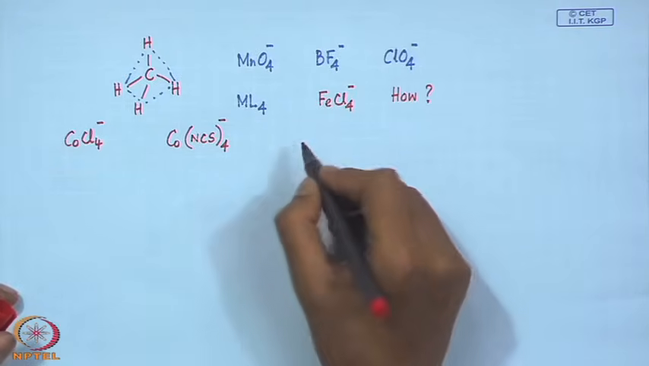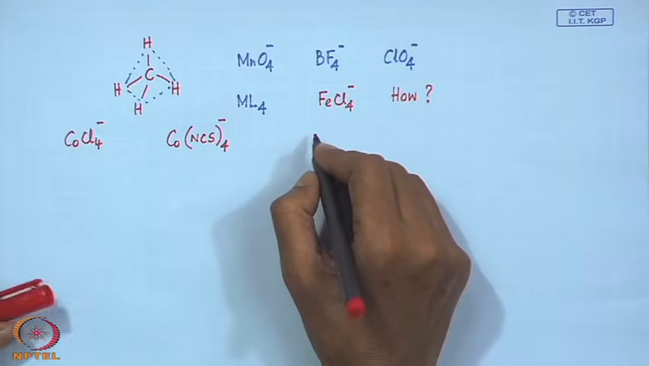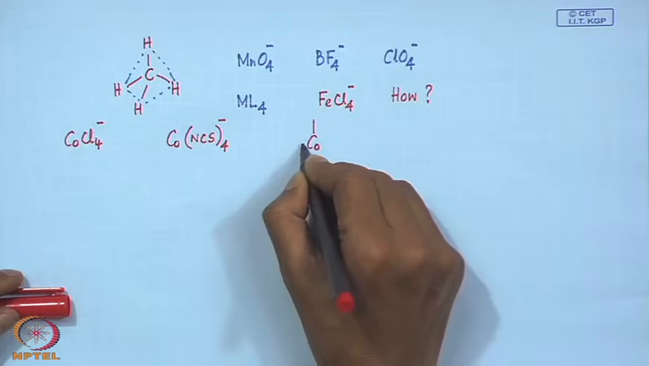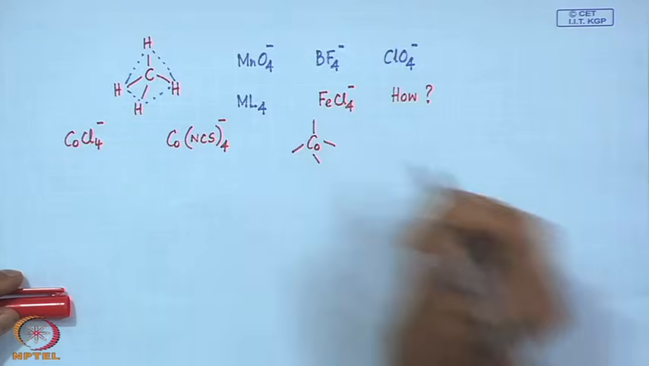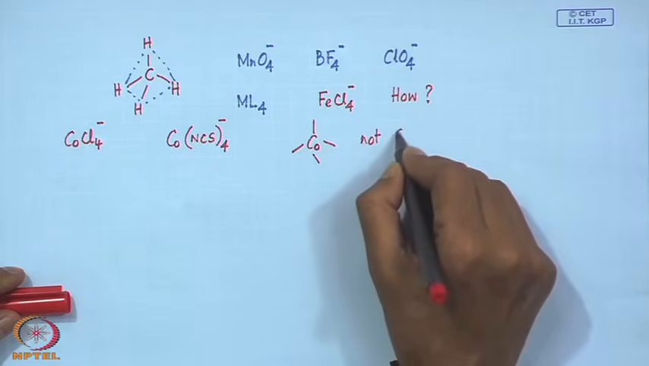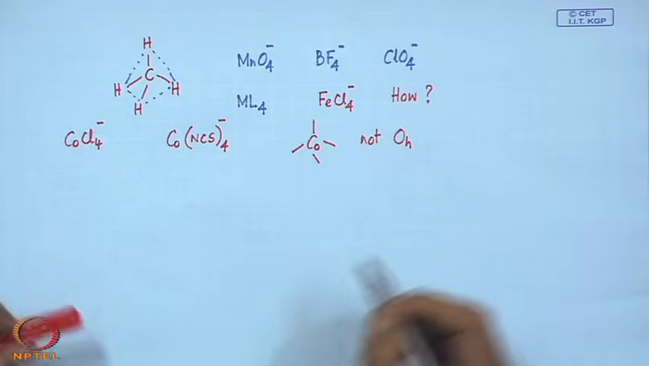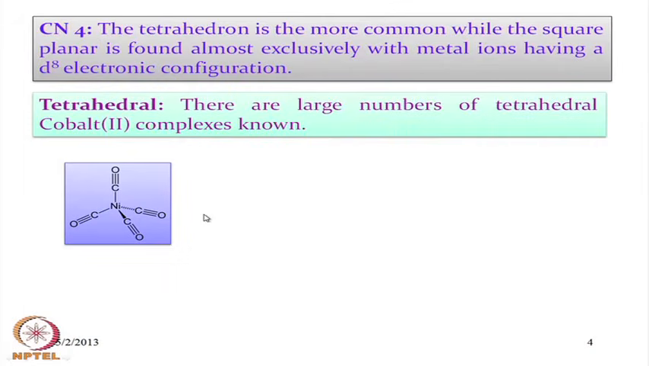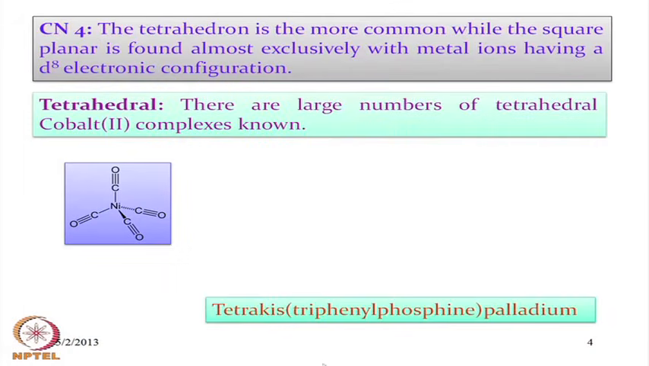So, these are very good, useful examples where we see that the cobalt center is preferring a tetrahedral geometry, not favoring the corresponding octahedral one. So, these are therefore very useful examples of coordination number of 4.